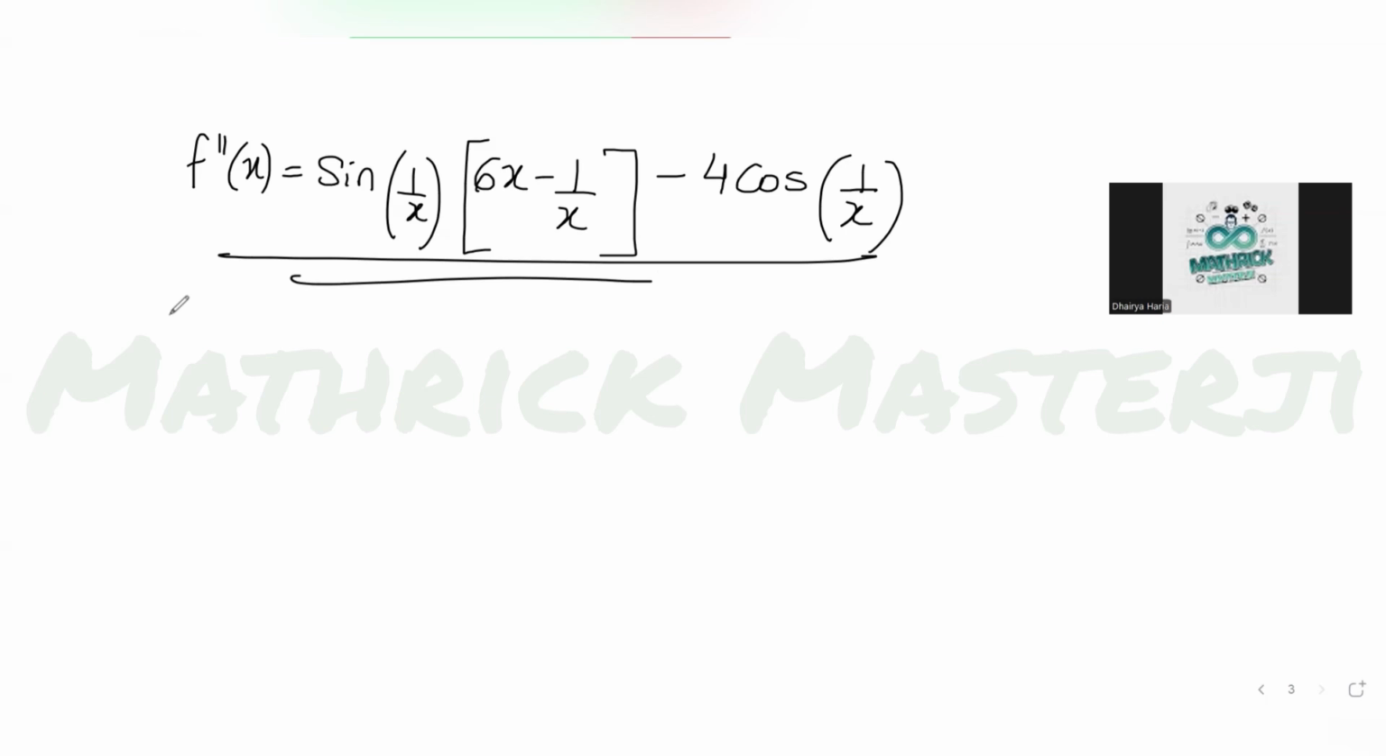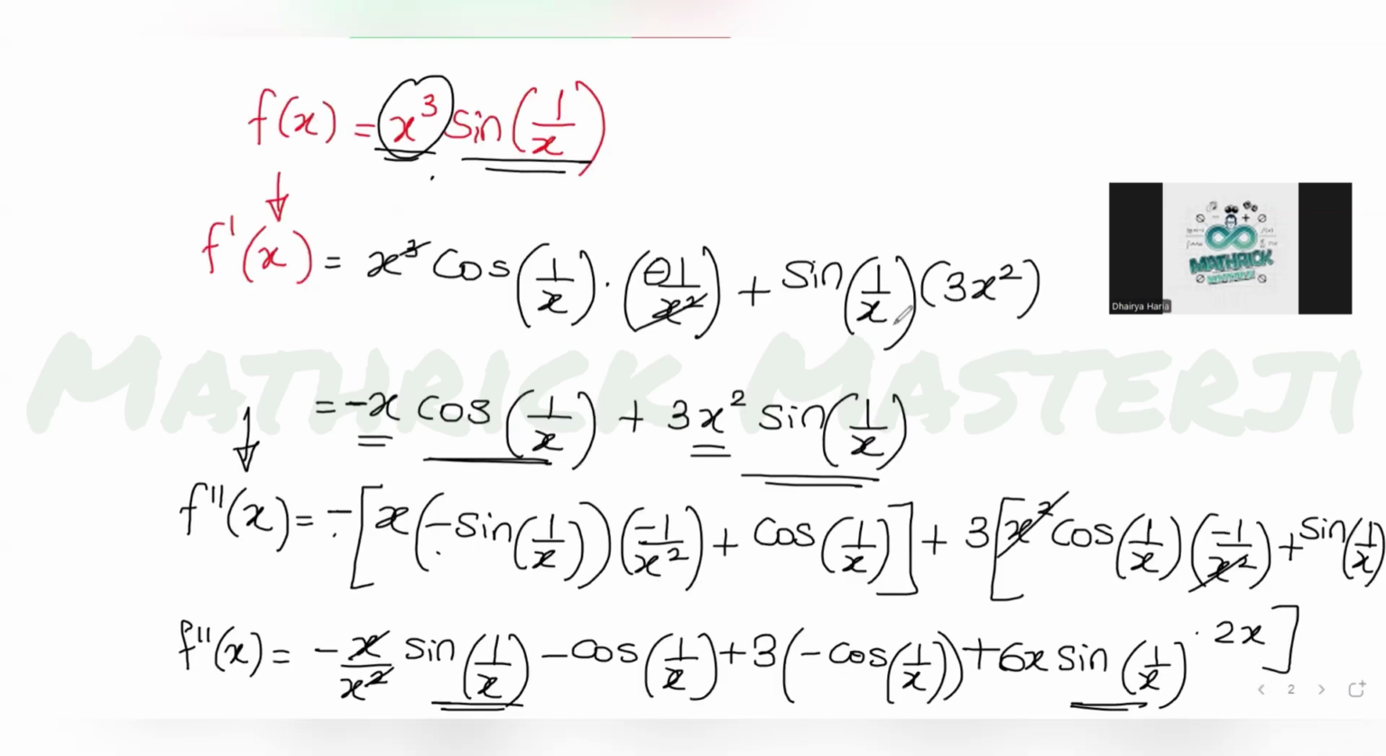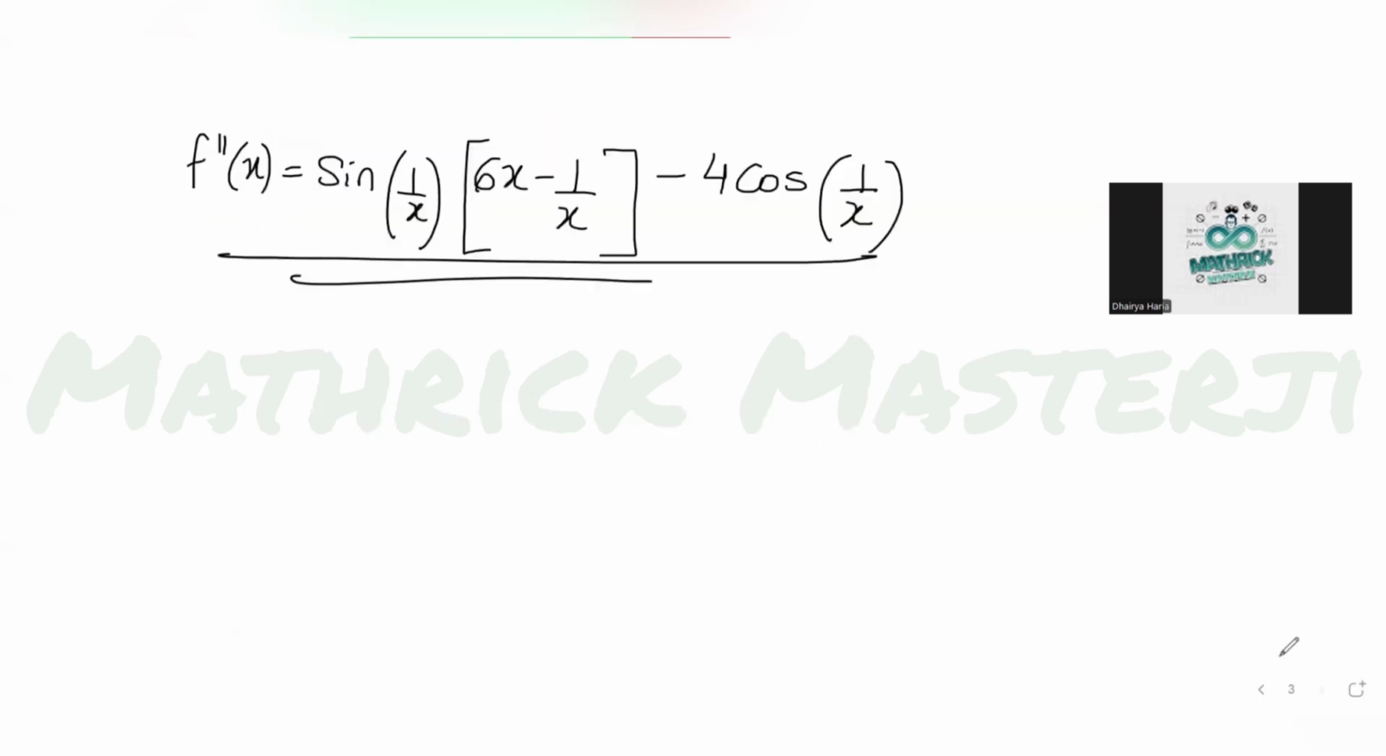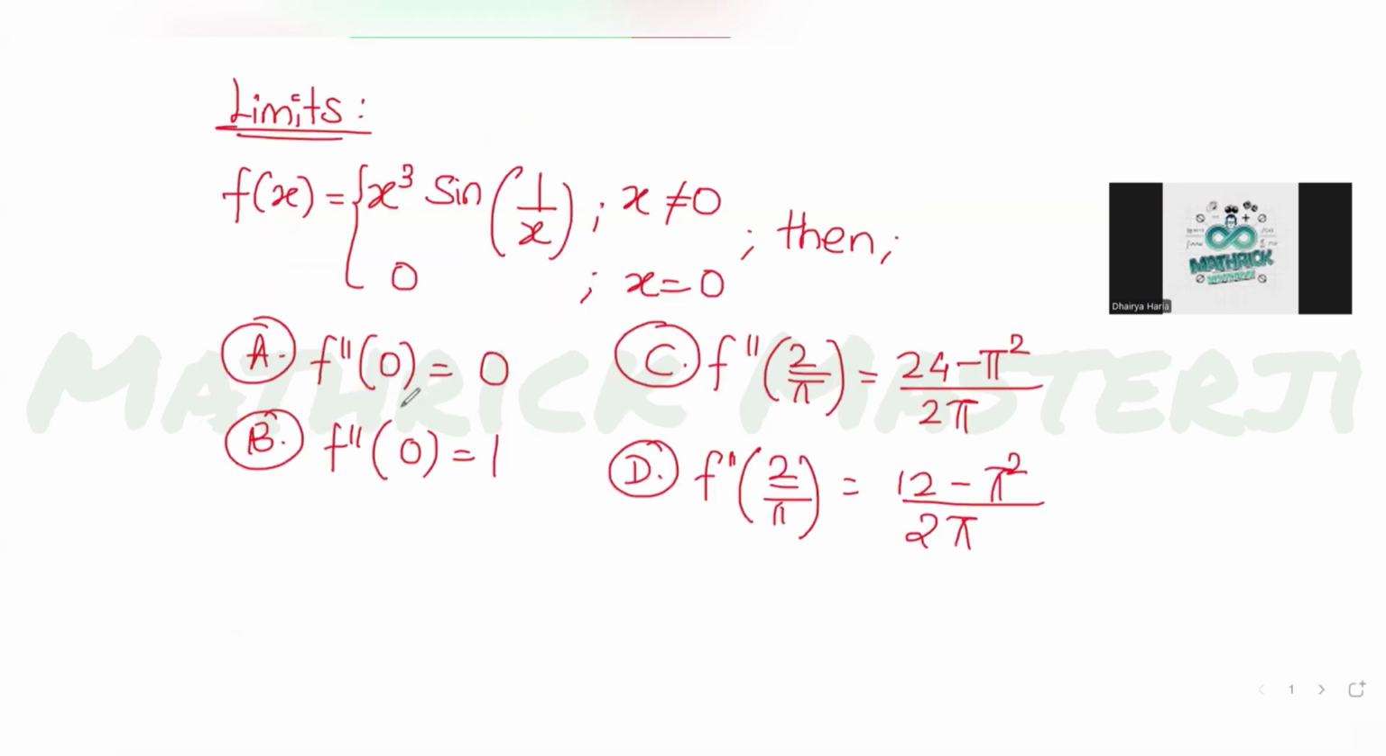Now here, if I put f double dash of 0, it will have sine 1 over 0, cos 1 over 0. And if you see the first derivative, if you put x as 0 here, this will not be defined because it becomes sine of 1 over x, cos of 1 over x. So since f dash of 0 is not defined, f double dash of 0 will also not be defined there. And if the double derivative at x equals 0 is not defined, these two options are out. Now the only two options left are to put x as 2 over pi.